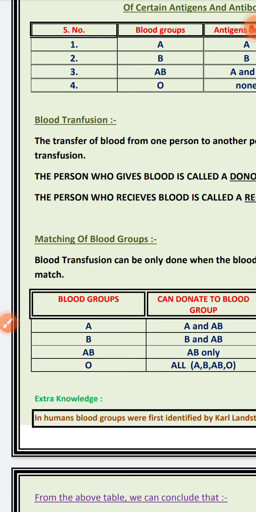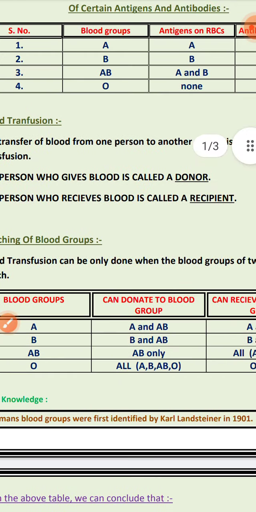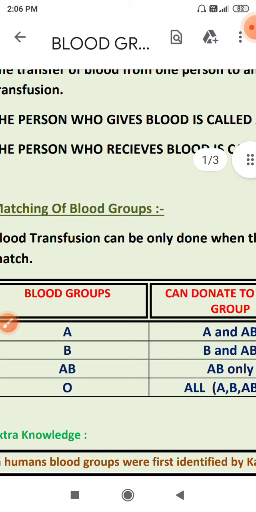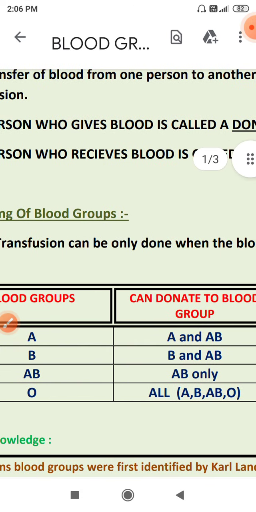There are certain blood groups with which certain blood groups match. Blood group A can donate to blood group A and AB. Blood group B can donate blood to blood group B and blood group AB. Blood group AB can donate to blood group AB only, and blood group O can donate to all blood groups: A, B, AB and O.